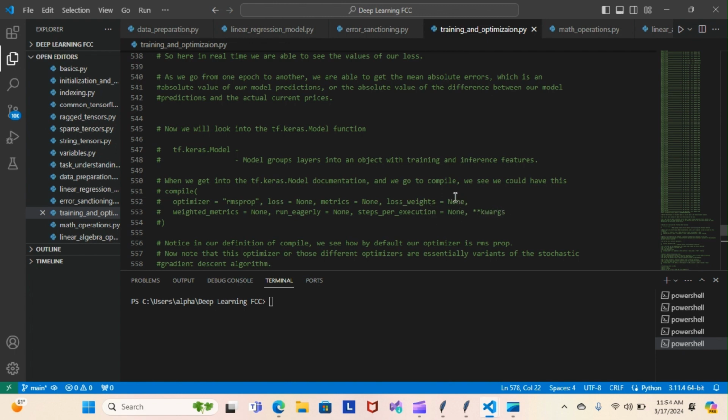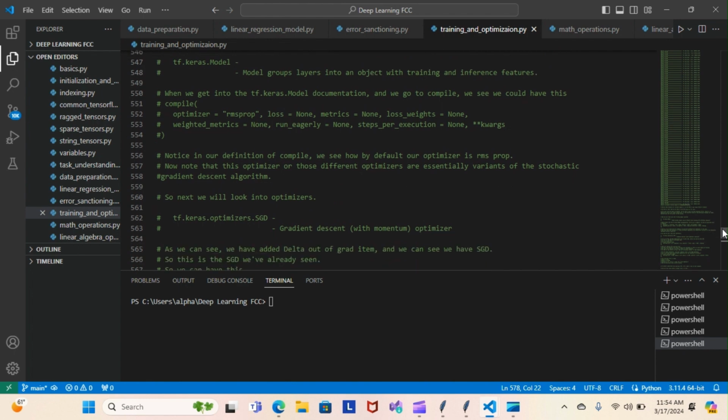Now, all of these wouldn't be None when we actually run it. These are just None for example purposes. They will be specified when you run it to your specifications. Now, notice in our definition of compile, we see how by default our optimizer is RMSprop. Note that these different optimizers are essentially variants of the stochastic gradient descent algorithm. Also, next we will look into these optimizers.